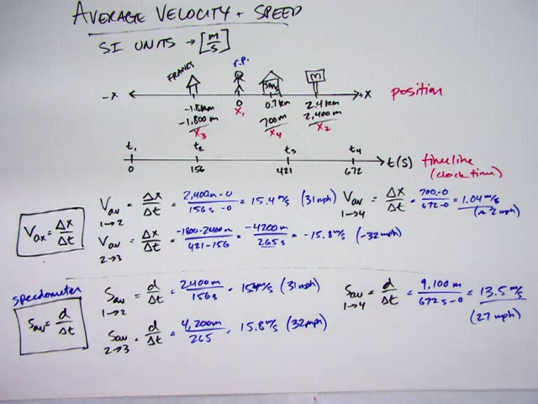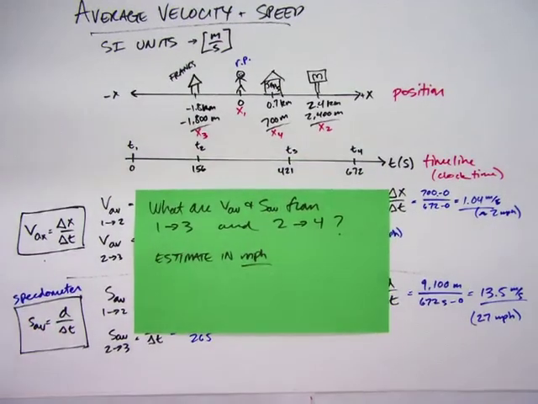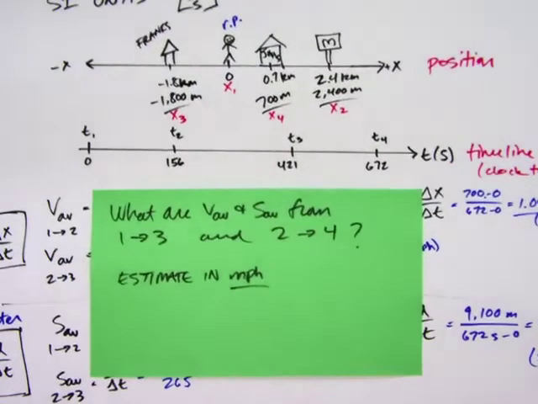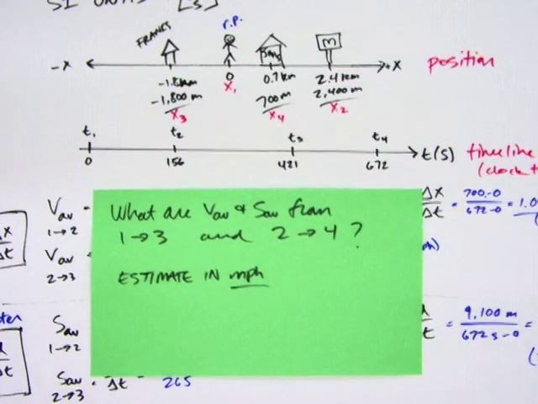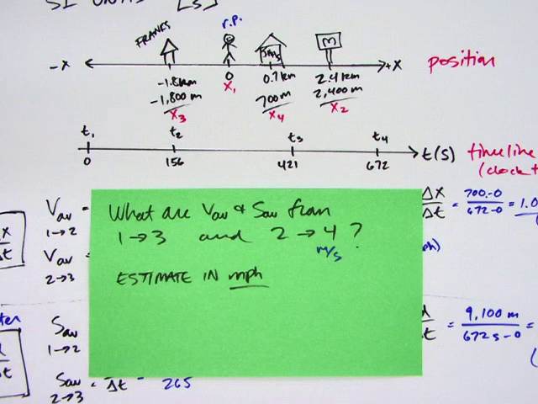Now I'm going to give you a couple problems to solve on your own. Take the same timeline, the same positions, and now I want you to find the average velocity and the average speed from position 1 to position 3 and from position 2 to position 4, in meters per second as your standard units, and then do an estimate in miles per hour for each. So pause the video right now and set that up, and then I will post the solutions in a second. Okay, here come the solutions.